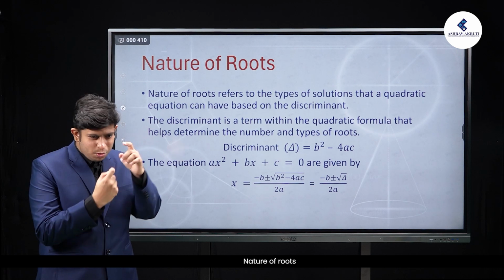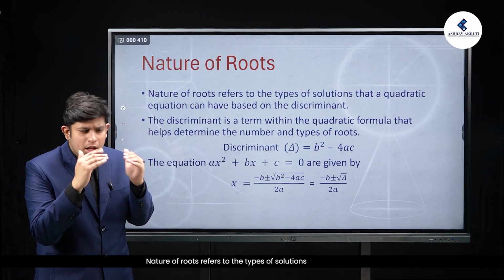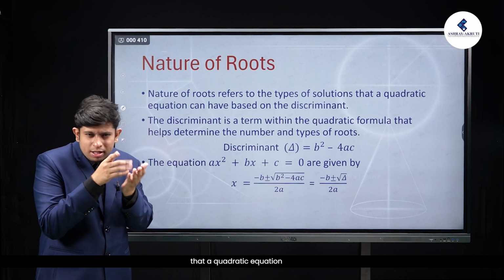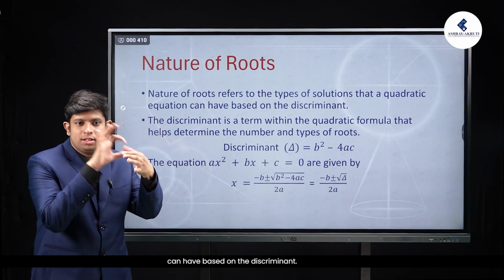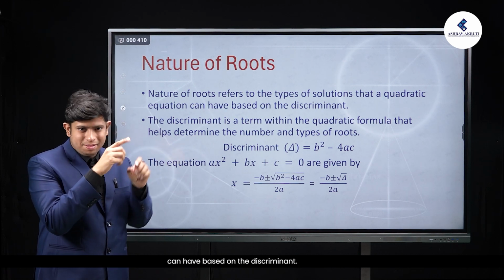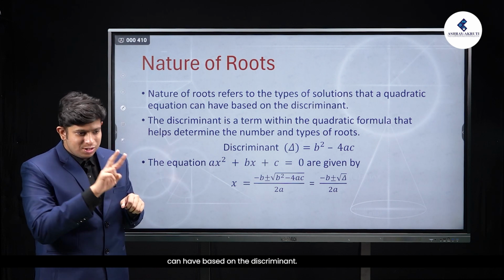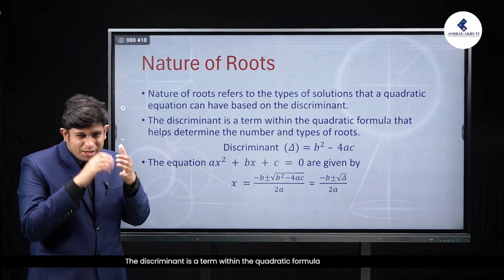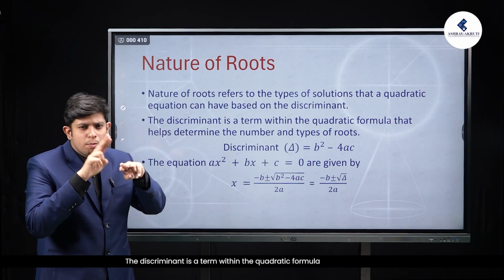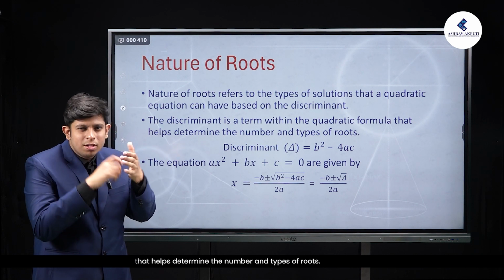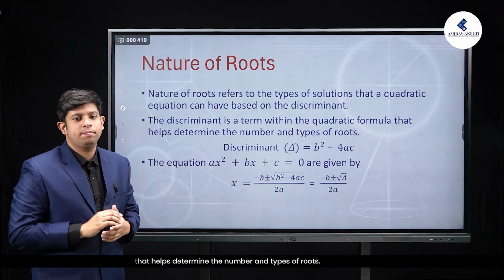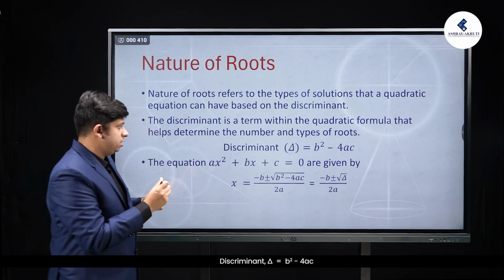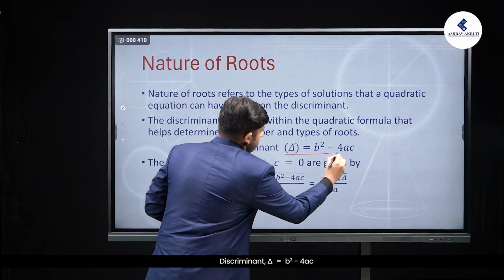Nature of roots. Nature of roots refers to the types of solutions that a quadratic equation can have based on the discriminant. The discriminant is a term within the quadratic formula that helps determine the number and types of roots. Discriminant delta is equal to b square minus 4ac.